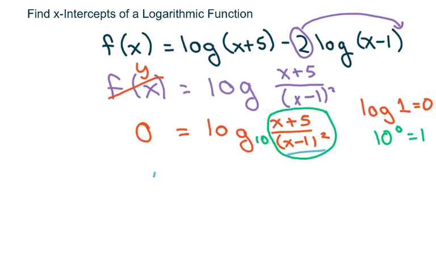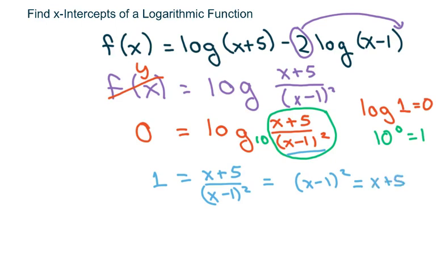So we're going to have 1 equals x plus 5 over x minus 1 squared. And then I'm going to cross multiply. And so you're going to get x minus 1 squared equals x plus 5. I'm going to go ahead and FOIL that out. That's going to be x squared minus 2x plus 1 equals x plus 5, and move everything over. So I'll do that on the next slide.